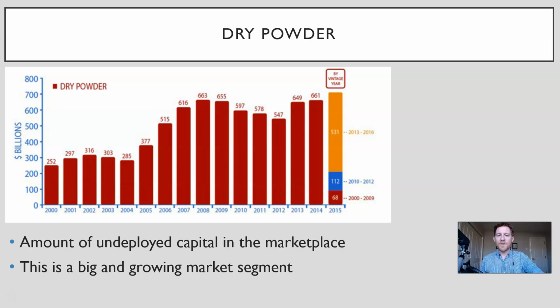So how big is the industry? Well, one measure of the industry size is the amount of what's called dry powder. Dry powder is all that capital that's been raised by funds that is not yet deployed into investments. So we can see in this chart, it goes back to the year 2000 up to 2015. We can see some substantial growth between 2004 and 2006. And in 2015, it was the highest amount ever, higher than 670 or so billion dollars. Big, big stuff.